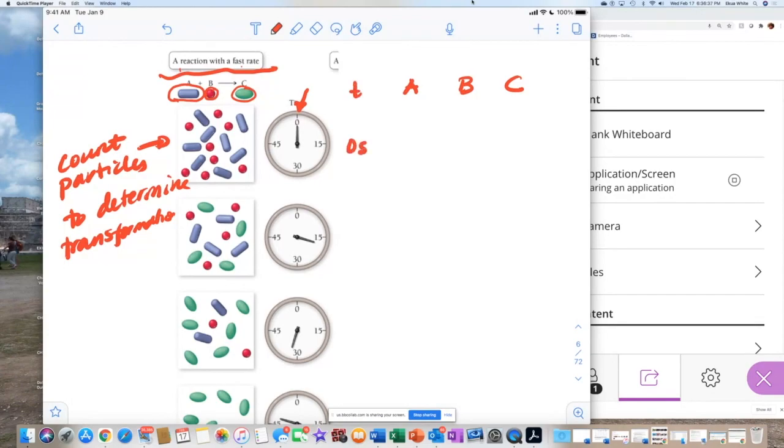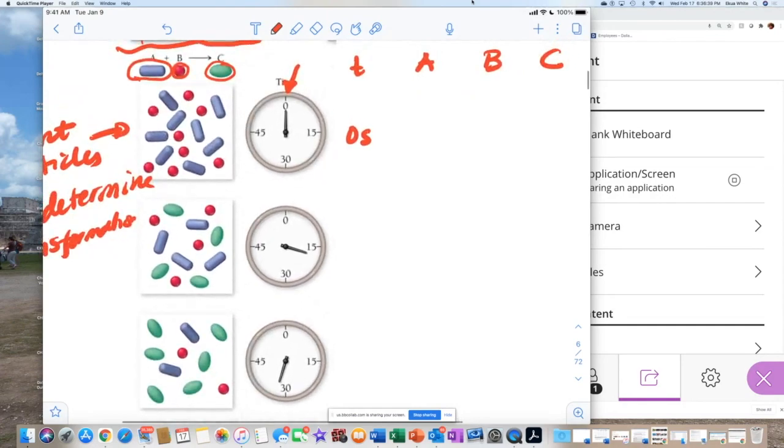How many A's do we have? By the way, at 0 seconds, we tend to have the maximum amount of the reactants. So 1, 2, 3, 4, 5, 6, 7, 8. We got 8 amounts of A. How many amounts of B do we have? Okay, let me make this a little smaller. 1, 2, 3, 4, 5, 6, 7, 8. 8 amounts of B.